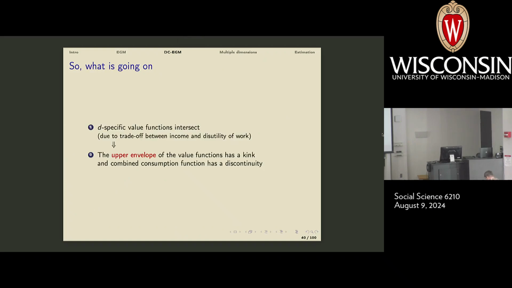These specific value functions intersect due to the trade-off between income and this disutility of work. The upper envelope of the value functions has a kink. That's fundamentally what happens here. The combined consumption functions have a discontinuity. Now, this kink is something fundamental to the problem, and it's due to the fact that we have discreteness. How would we change the problem to get rid of this kink? That's a question to ask yourself.